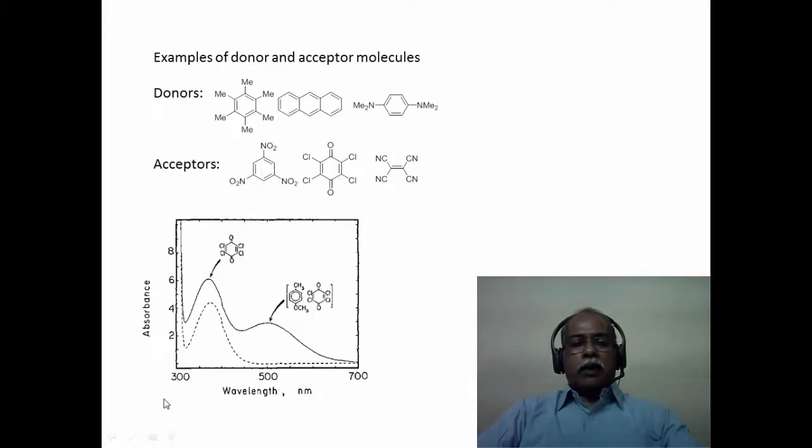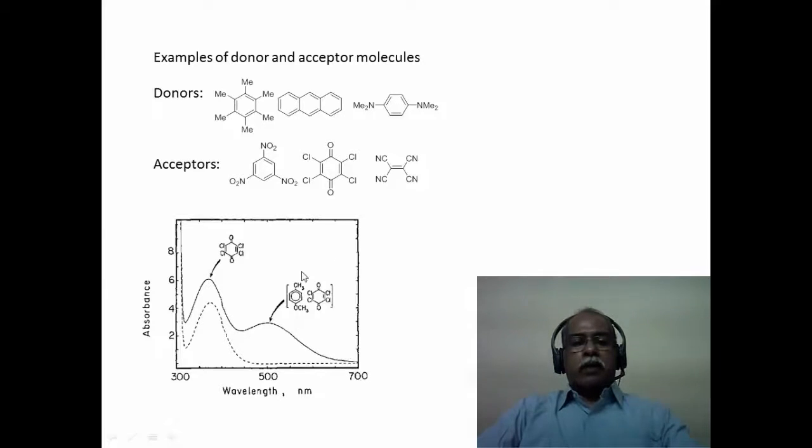Now if you take this spectrum, the first dotted line spectrum corresponds to the chloranil spectrum itself. In other words, chloranil has an absorption around 340 nanometers or so, corresponding to the pi to pi star transition of chloranil. When chloranil is mixed with paramethoxytoluene, which is a colorless substance, whereas chloranil is a pale yellow substance, a bright orange color is seen when these two are mixed together.